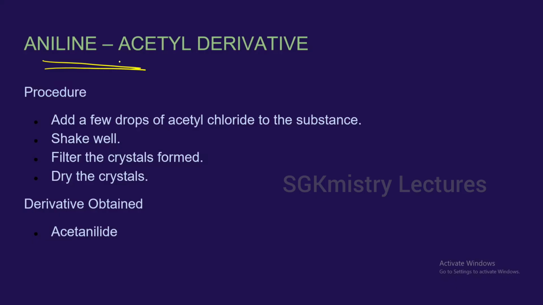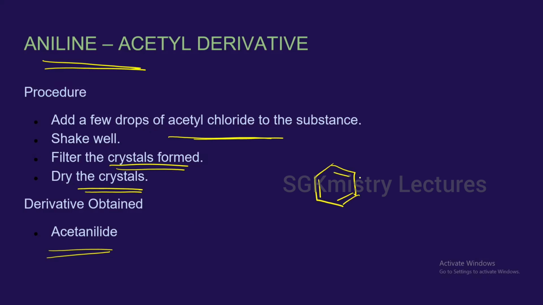Usually we go for the acetylation reaction, where we get the acetyl derivative of aniline. Very simple: we take the compound, add a few drops of acetyl chloride and shake it. You get the crystals. Once you get the crystals, you filter them and dry them. The derivative that is formed is acetanilide, and the structure is also very simple. C6H5, here we have NH, now COCH3, because you've added acetyl chloride. So you get acetanilide as the derivative.